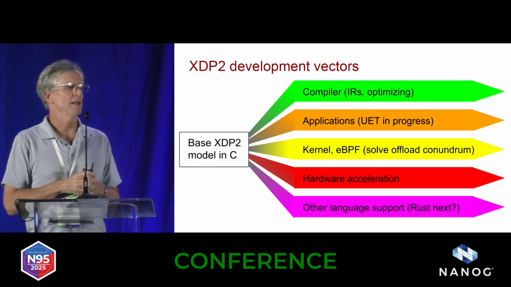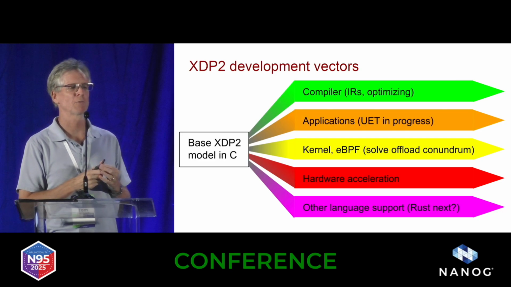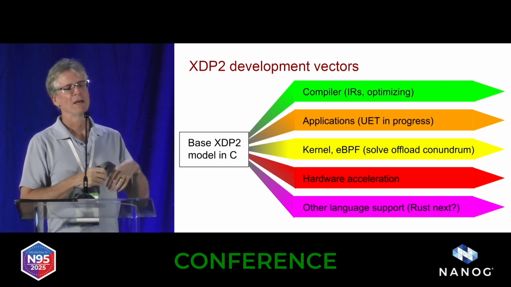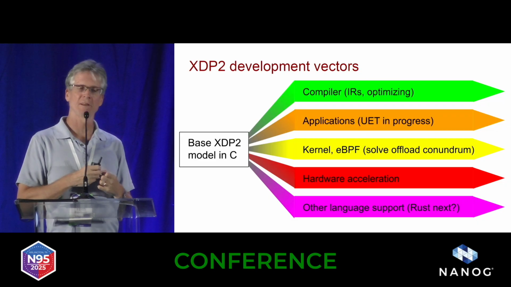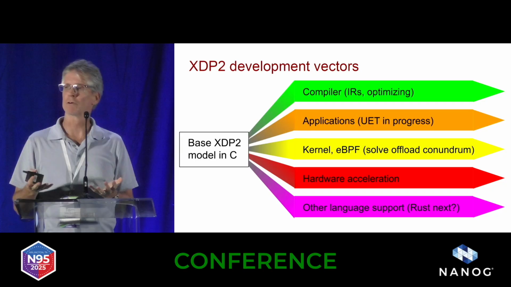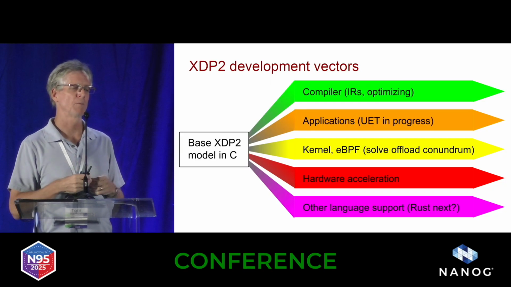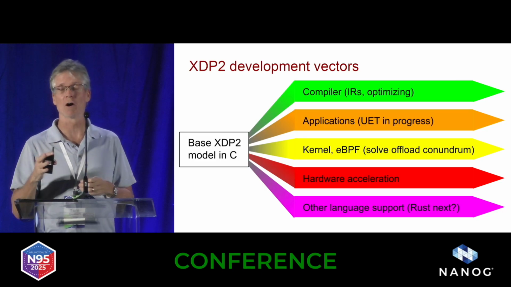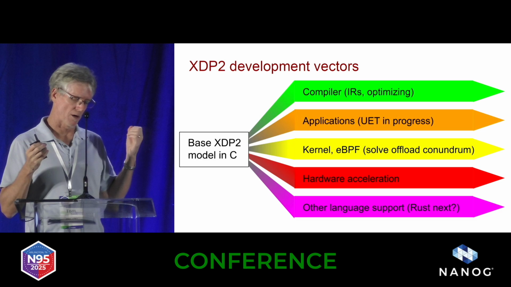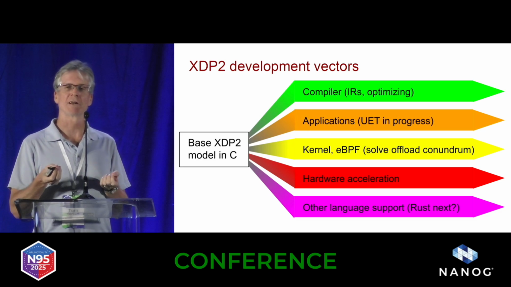So XDP2 has several development vectors, and we are working across the board on these. I mentioned compilers, the applications, so the UET that I'll talk about in a moment, that's one of them. There's also a Linux kernel component here that will help a lot, so some of the kernel problems we can actually solve in this model. Hardware acceleration, as I said, the further we go, the more hardware we're going to need in the integrated data path.